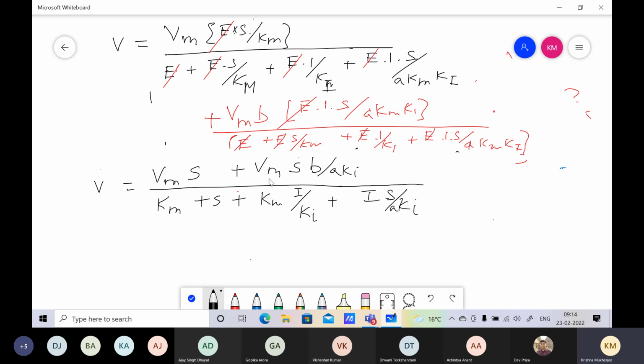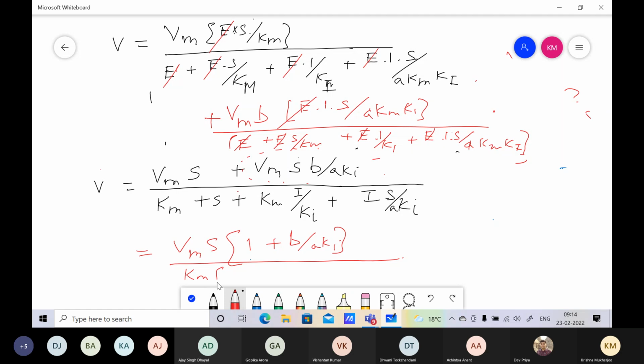Yes, sir. This expression normally, I am considering the EIS complex also. This is the EIS complex, and so we get now a simple expression which is Vm what? Vm S we take outside as usual, 1 plus what will it be? B by AKI? Is this okay? Just tell me if it's okay. And then I take Km common here, and so I get 1 plus S by Km. No, 1 by I by Ki.